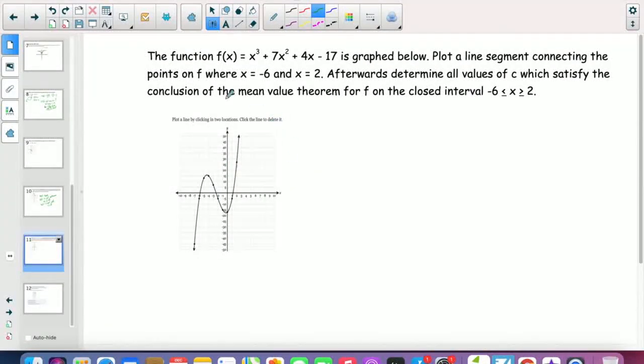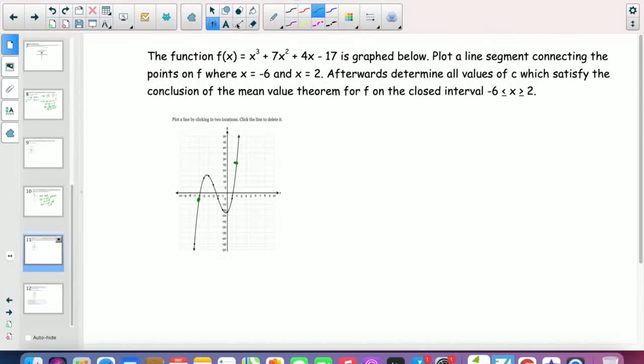Here, they give you a function, f of x equals x cubed plus 7x squared plus 4x minus 7. And they tell you that it's graphed. They want you to plot a line segment connecting the points on F where x equals -6 and x equals 2. Okay, so the first thing I'm going to do is plot. There's the x equals -6, and the x equals 2 is right here.